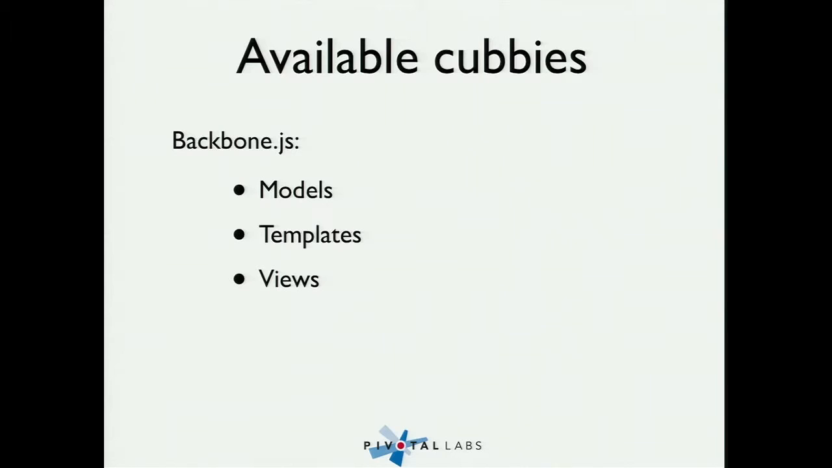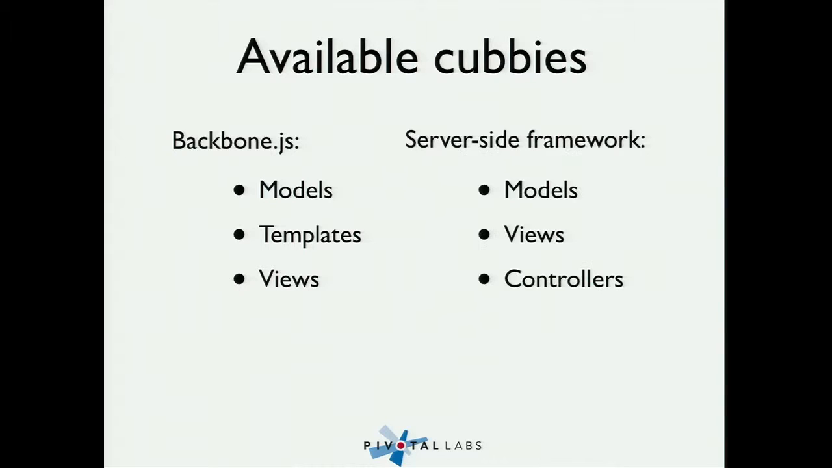In Backbone.js, you have models, templates, and views. So first of all, there's no C. They have no controllers, so there's no C in their MVC. And instead, it has models, templates, and views. Now, a server-side MVC has models, views, and controllers. So let's draw some lines in a moment.